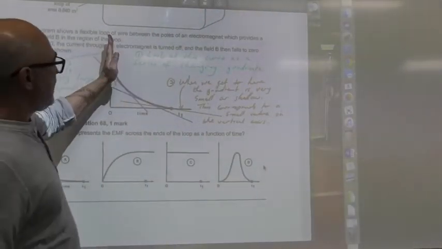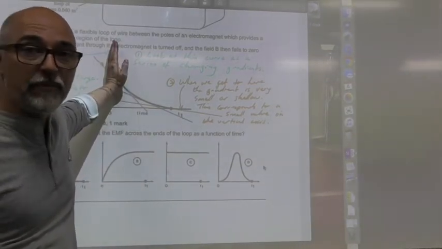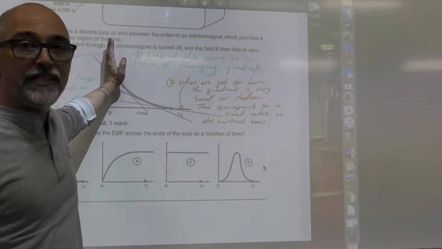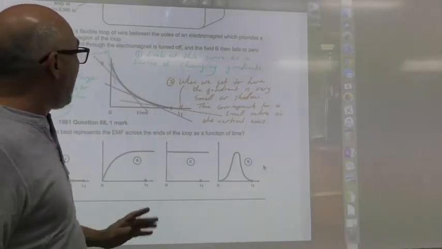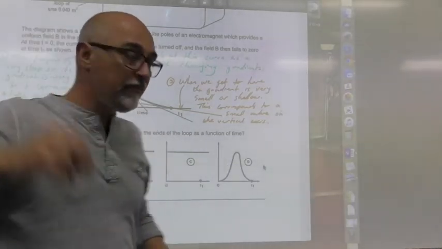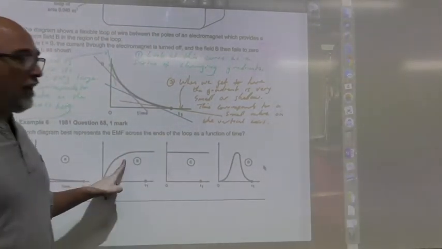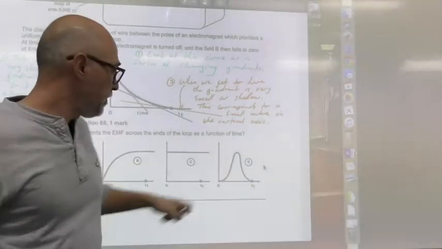Here, the gradient is negative and really high. It's very steep, okay? So if it's negative and very steep, you should have a positive EMF, and it should be very high. This one or this one. These two are already out, okay?